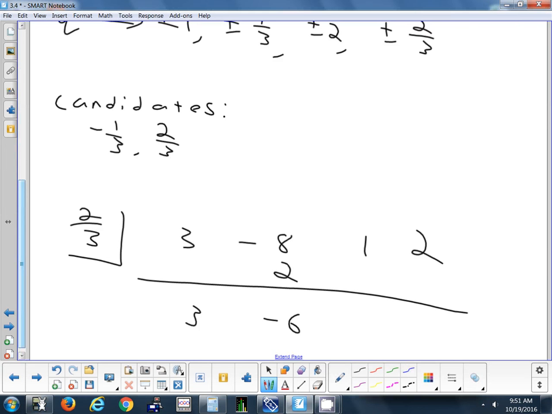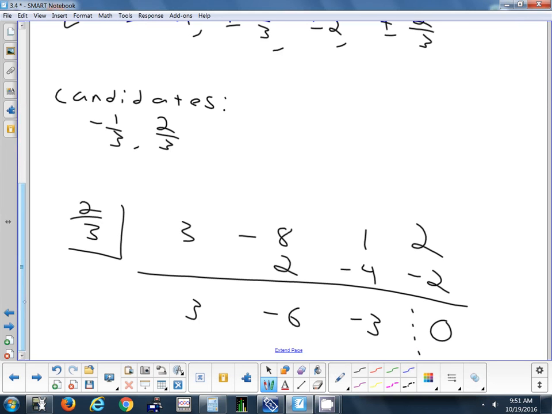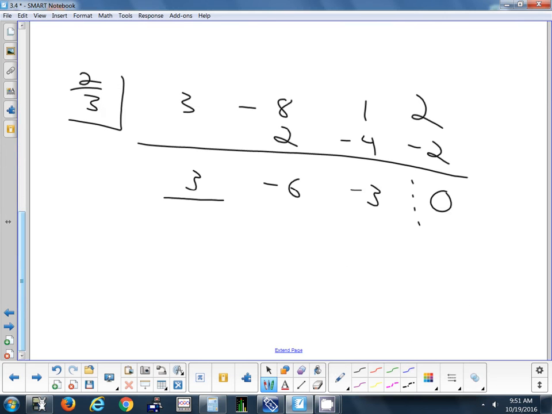Think of it this way. What's 2 times -6? -4. And divide that by 3. -4. There you go. 1 plus -4. And now 2 times -3. -2. Yeah, -6 divided by 3, -2. That's my remainder. And now I know this part will not factor.